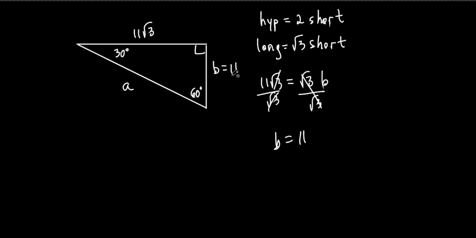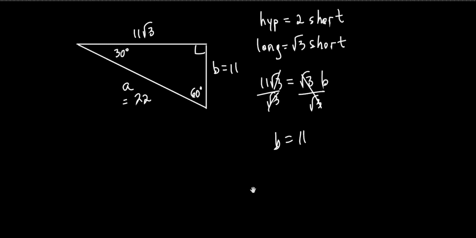Now once I find the short side, the hypotenuse is easy now. What do I do if I know the short side? I multiply it by 2. And do you even have to show that? I don't think so. So you can put 22. And there you go. We good? All right. Let me show you the one that's probably the worst out of all of them.